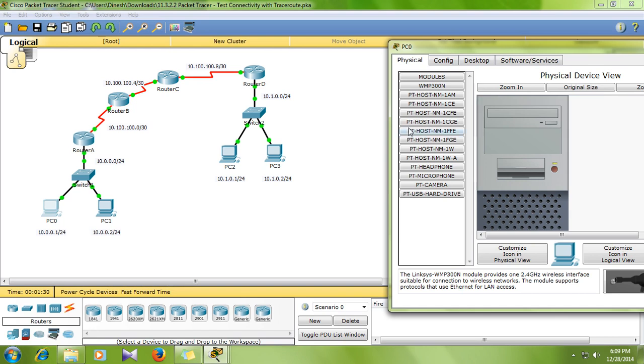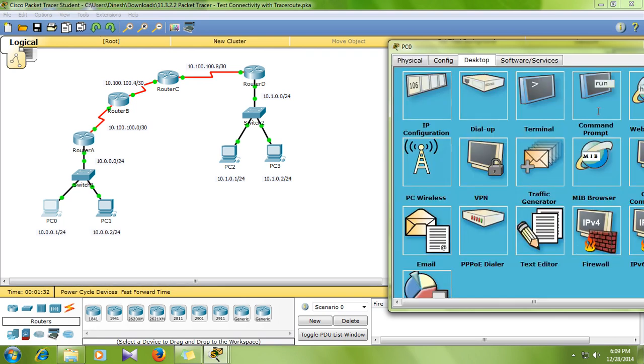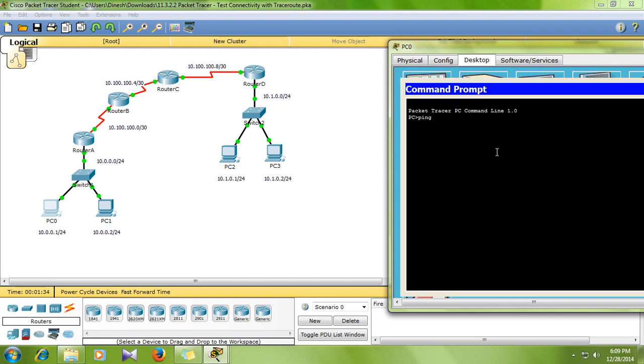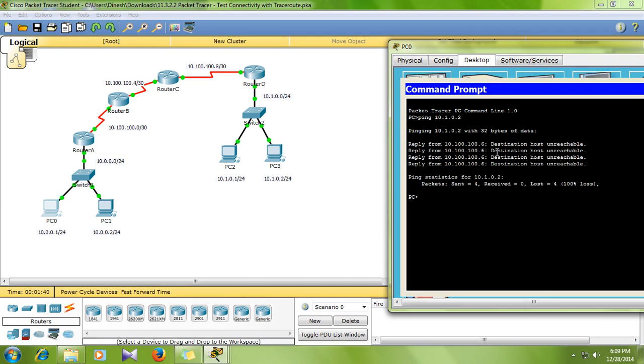Okay, try to reach 10.1.0.2. We are getting a reply from 10.100.100.6: destination host unreachable. You can use the traceroute command to find where the exact issue is.